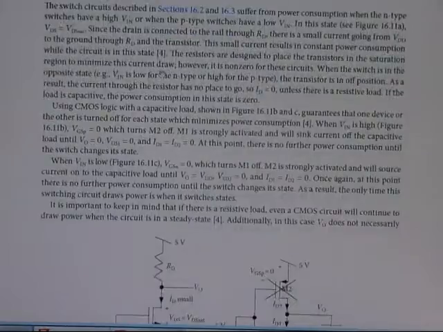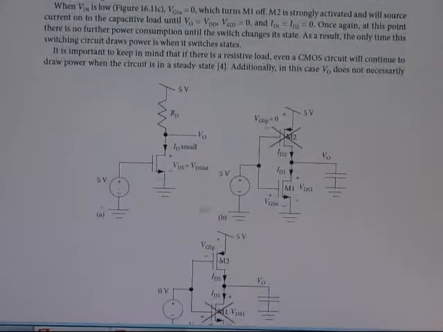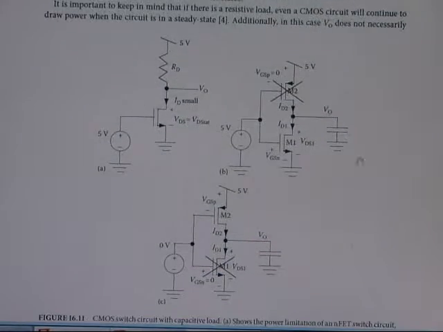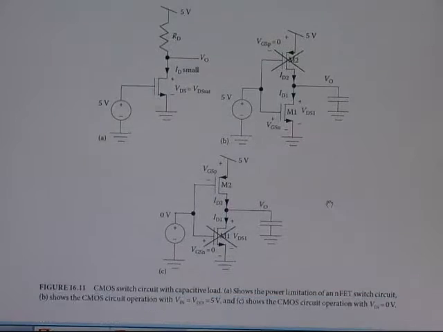So this is the CMOS digital switch, the connection diagram of the CMOS digital switch.